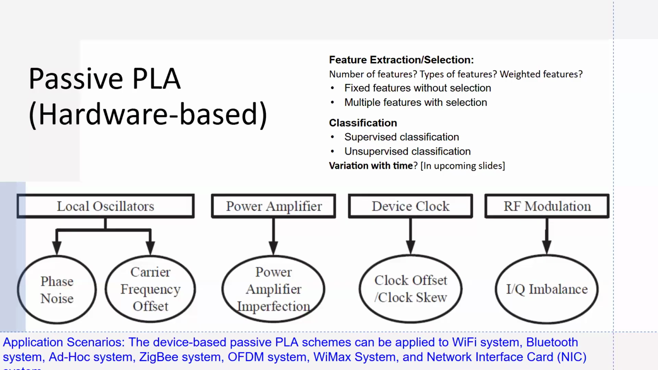So among these features, we have local oscillators from which you can extract phase noise and carrier frequency offset. We have power amplifiers, from which we can extract power amplifier imperfections to the signal. From the device clock, you can extract the clock offset and the clock skew. From the RF modulation, you can extract the I and the Q imbalance feature.